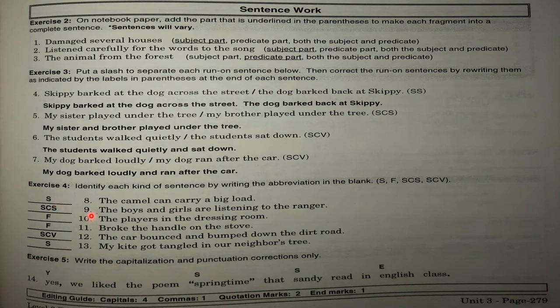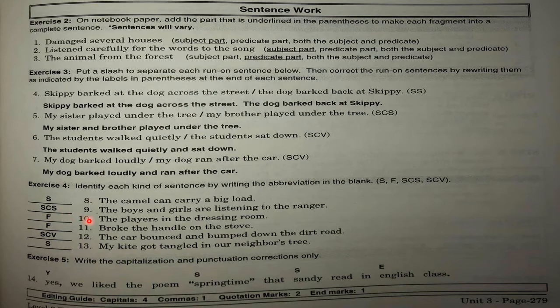Now number 9, the boys and girls are listening to the ranger. So here, boys and girls. What do we have here? Two subjects together. So what does that mean? Compound subject. So this is going to be a simple sentence with a compound subject, SCS. So write that down in the blank, SCS.